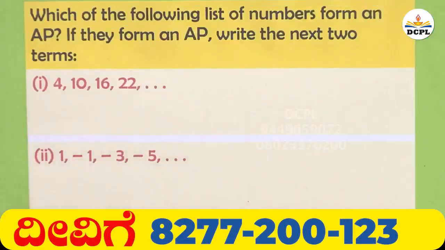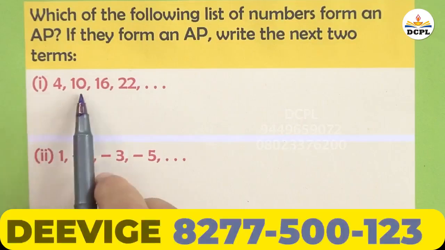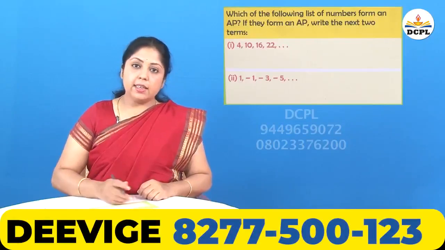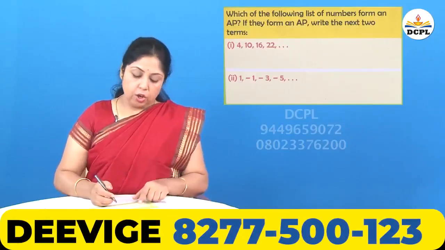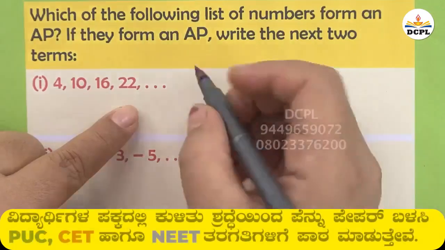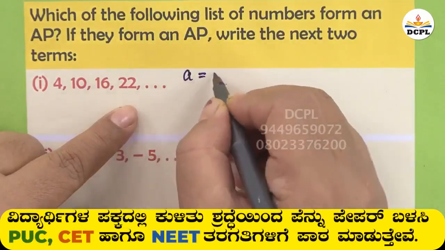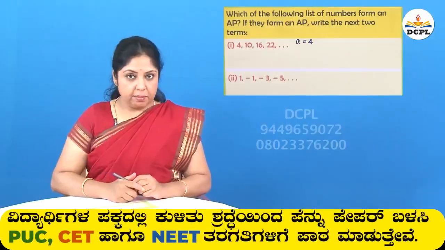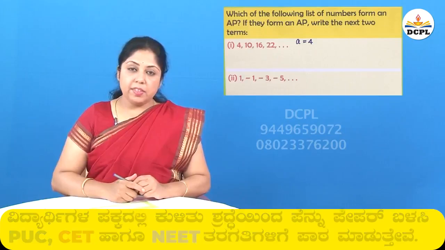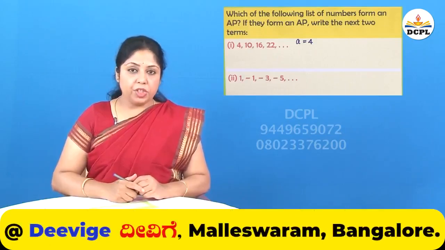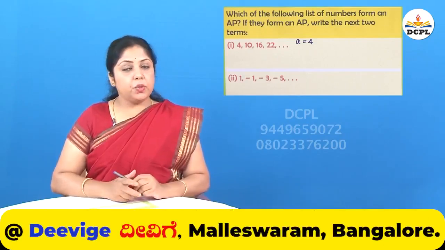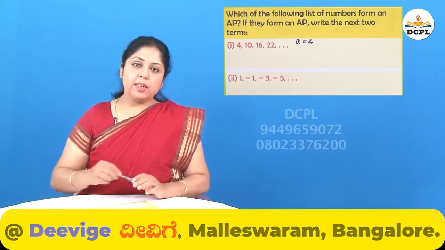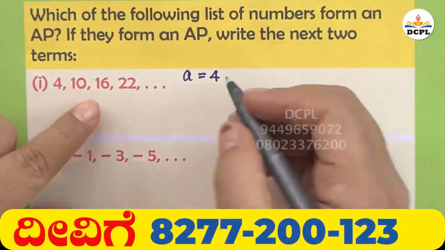So look at the first problem here. It reads 4, 10, 16, 22. First let us list the data which is given to us. According to the sequence, A is equal to 4. What is A? A is the first term. Now how do we determine whether the given sequence is in AP? We need to check whether the common difference between consecutive terms is constant. So let us begin by checking that.